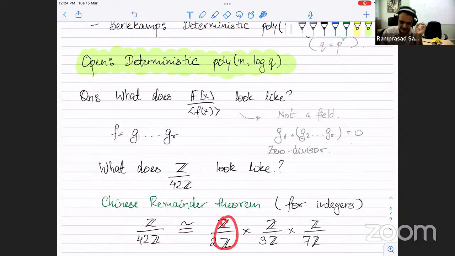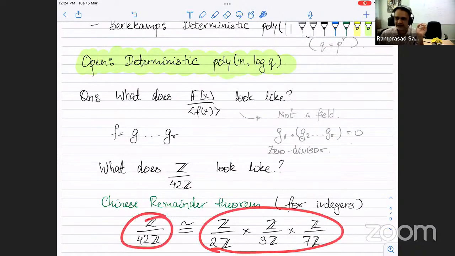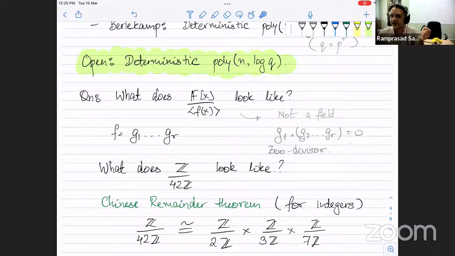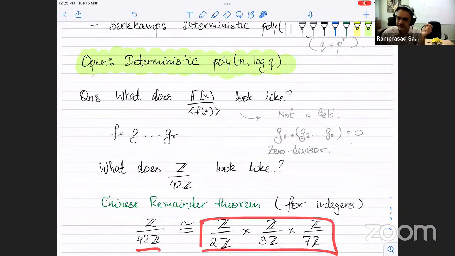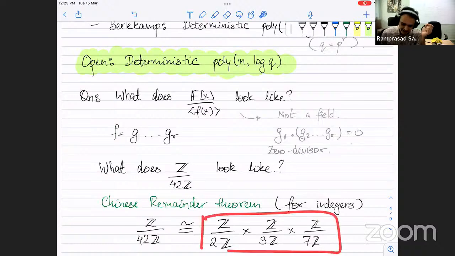Okay, so there are 2 elements here, there are 3 elements here, and there are 7 elements here, and 2 into 3 into 7 equals 42. So at least there are as many elements on the right-hand side as the left-hand side. But something stronger is true, which is every element here has a unique representation here, and every element on the right-hand side has a unique representation on the left-hand side.